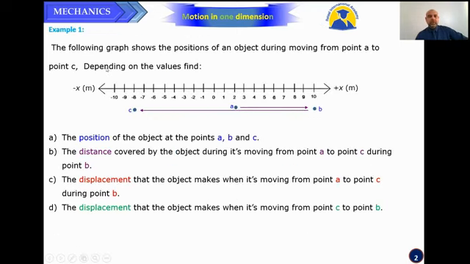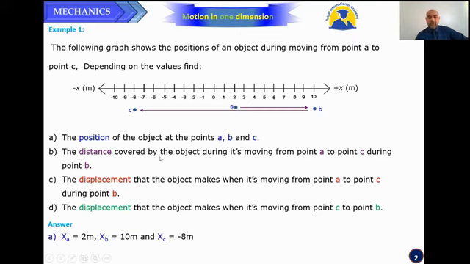Okay, let's solve this question. The following graph shows the position of an object during moving from point A to point C. Depending on the values, find the position of the object at the points A, B, C. First, the object here is moving in the x-axis, so the position will be x. For A, we say xA equals 2 meters, xB equals 10 meters, and xC equals minus 8 meters. So the position of A is 2 meters, position of B is 10 meters, position of C is minus 8 meters.